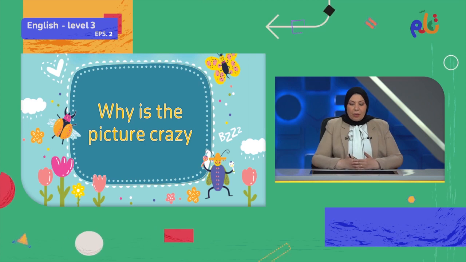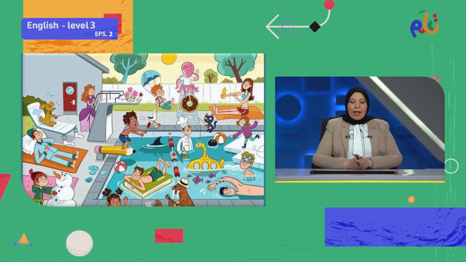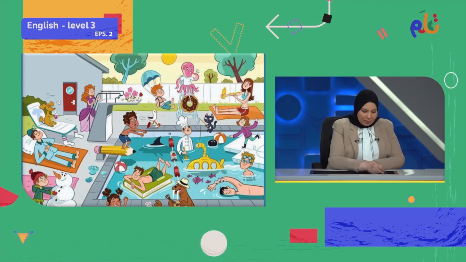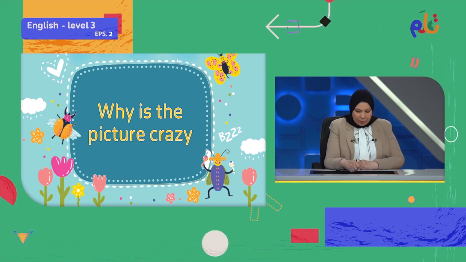So the brain teaser that we're going to have today is going to be about people again. Here we have a picture and this picture is a crazy picture.